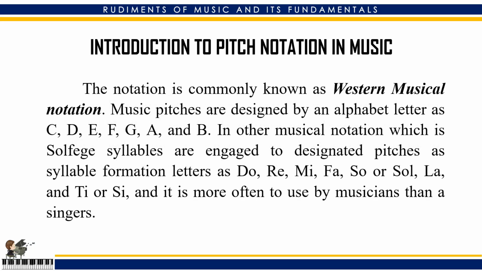The notation is commonly known as Western musical notation. Music pitches are designated by an alphabet letter as C, D, E, F, G, A, and B. In other musical notation, solfege syllables are used to designate pitches, with syllables as do, re, mi, fa, so or sol, la, and ti or si. It's more often used by singers than by musicians.